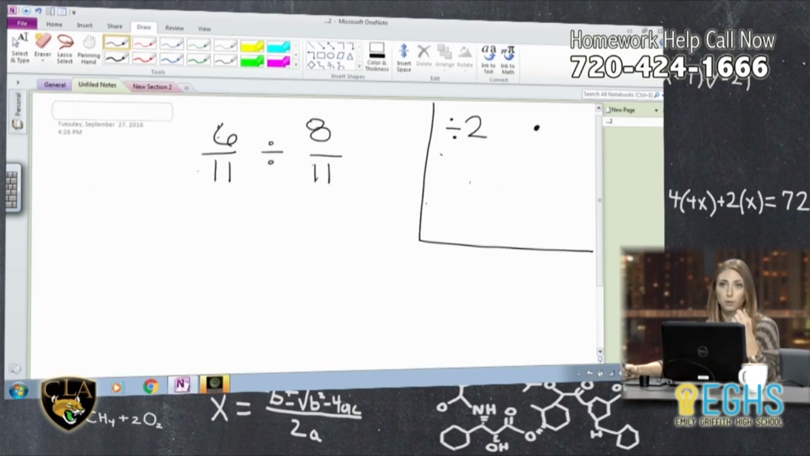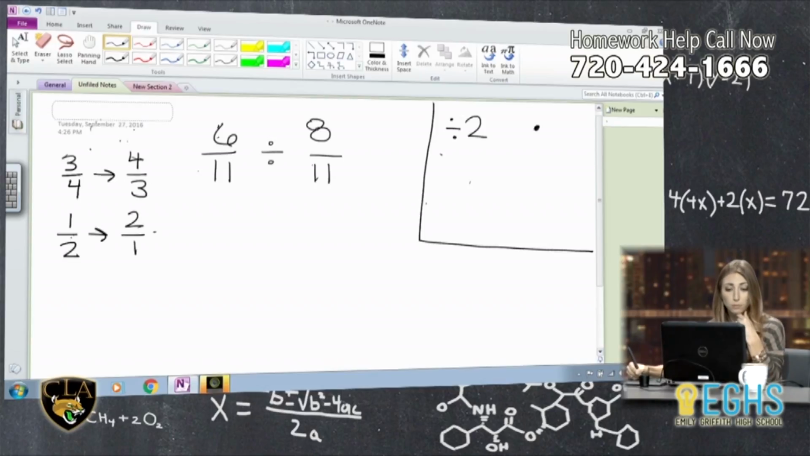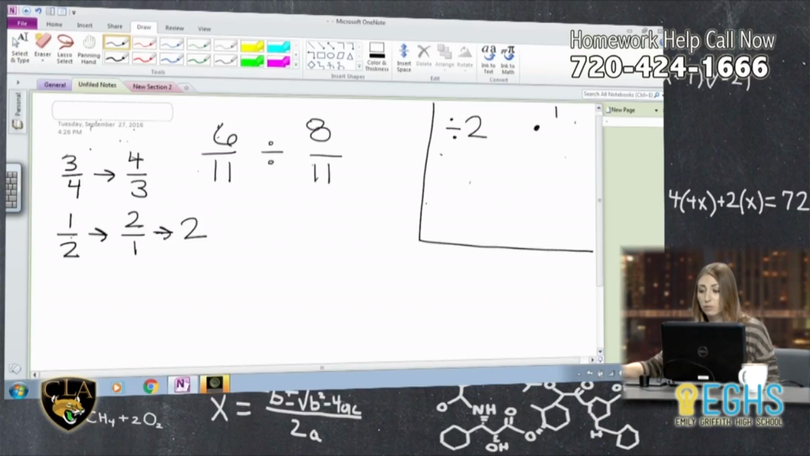So the reciprocal is the inverse of a number. Here's an example. If I had 3/4, the reciprocal is 4/3. If I had 1/2, the reciprocal is going to be 2/1, which is the same as just 2. So if I divide by 2, it's the same as multiplying by its reciprocal, 1/2. If I divide by, again, 3/4, it's the same as multiplying by 4/3.